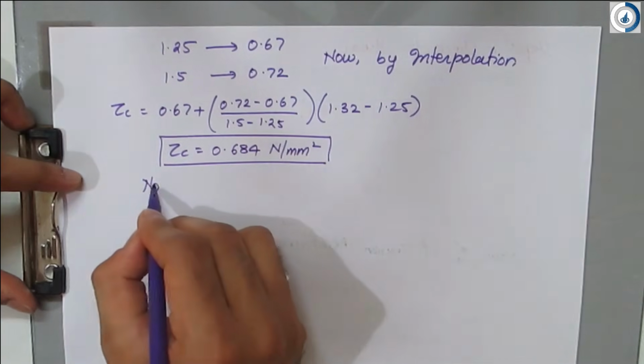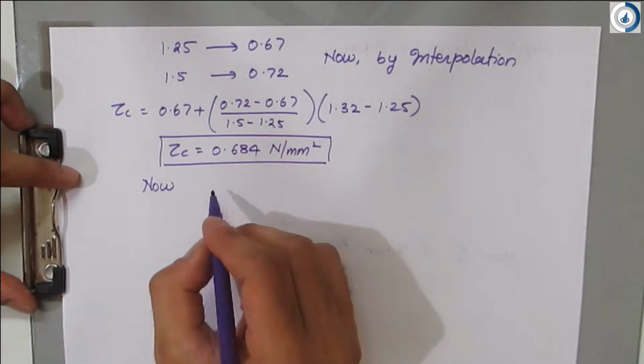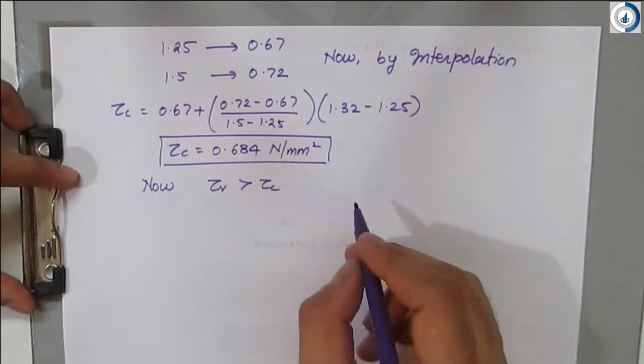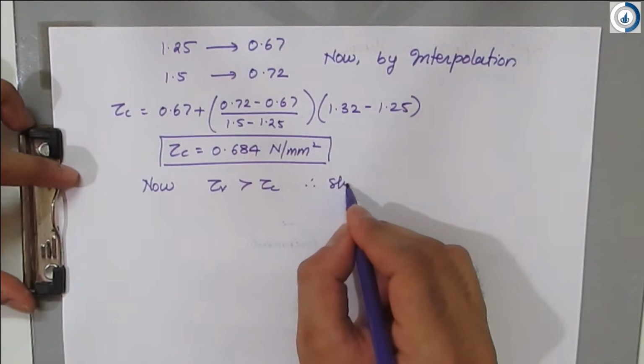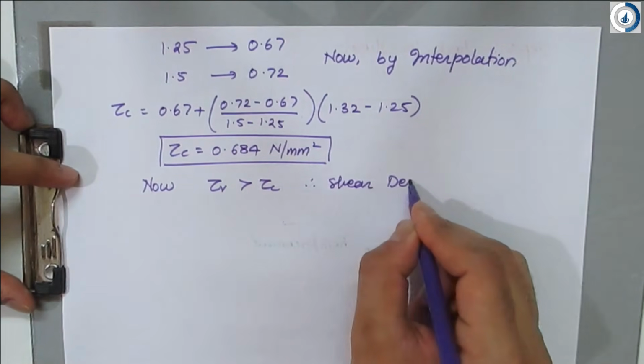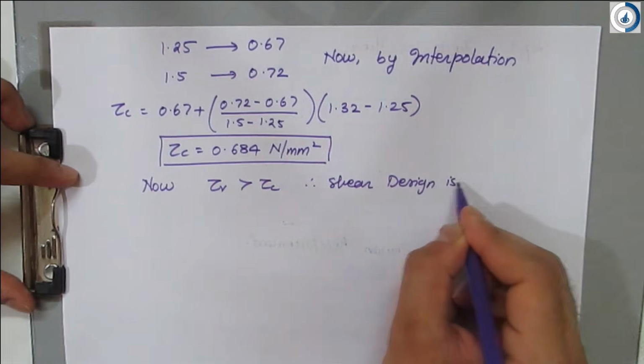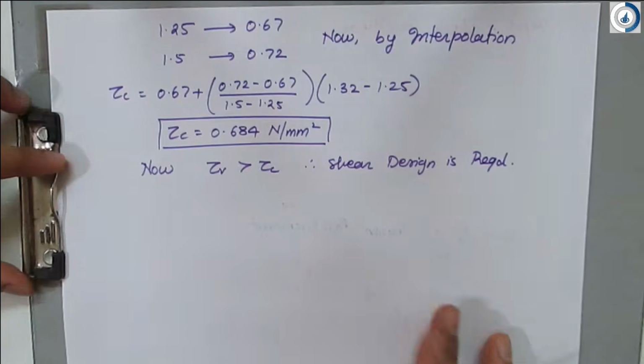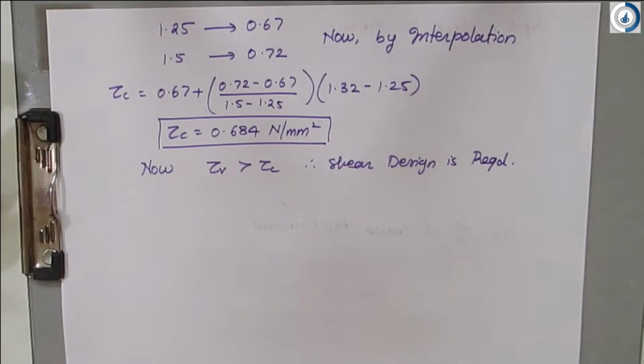Now if you compare tau V and tau C value, tau V is greater than tau C, therefore shear design is required. Okay, so this is how you have to calculate the shear design.